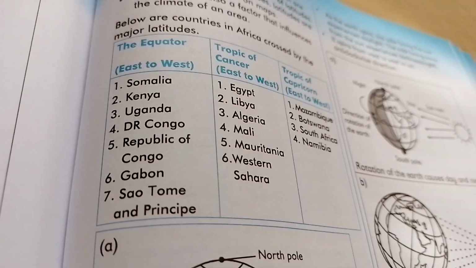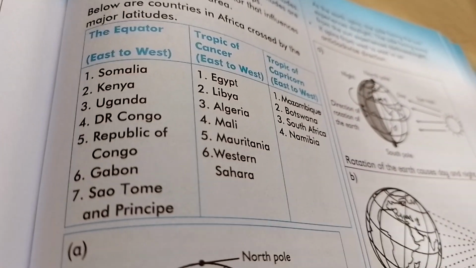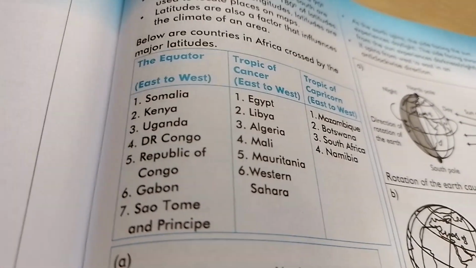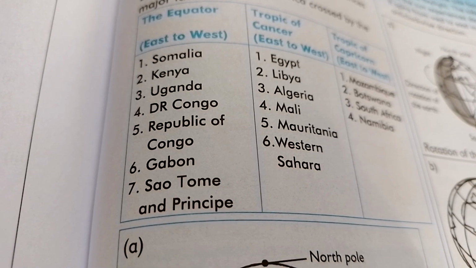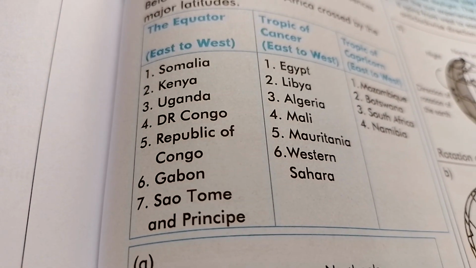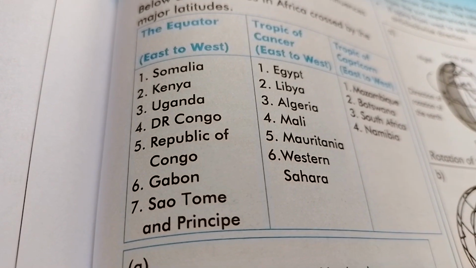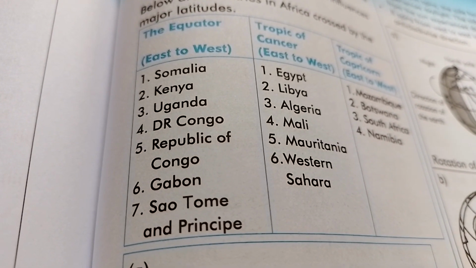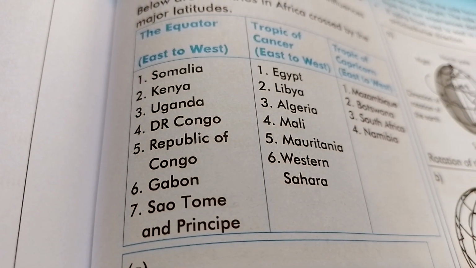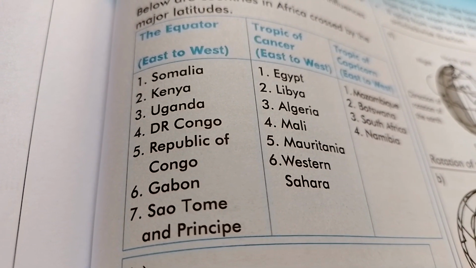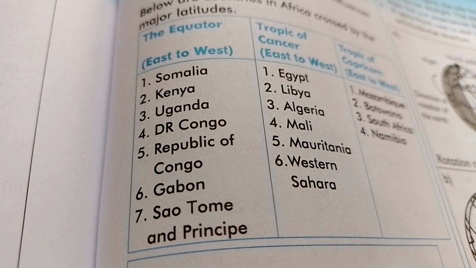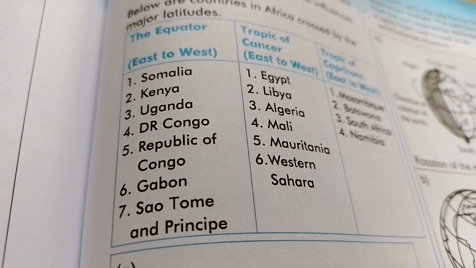Now we have what you call the countries crossed by the equator, countries crossed by the Tropic of Cancer and the Tropic of Capricorn. For the equator, we have Kenya. In fact, we have a song that goes like this: Gabon, Congo, DRC, Uganda, Kenya, Somalia, crossed by the equator. Then we add Sao Tome and Principe.